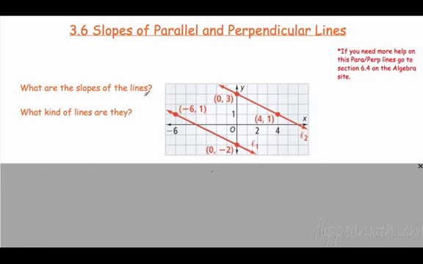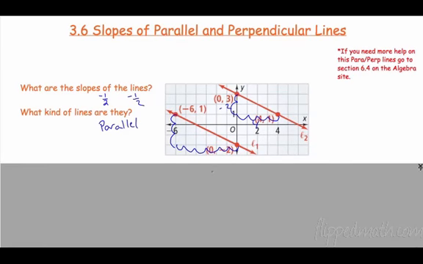All right, what are the slopes of these lines? So let's see, my rise, 1, 2, 3. Run 1, 2, 3, 4, 5, 6. So 3 over 6 is negative 1/2, right? Let's see this one. 1, 2, down 1, 2, 3, 4. Down 2 over 4 is negative 1/2. And what kind of lines are they? They will never touch, therefore they are parallel lines.